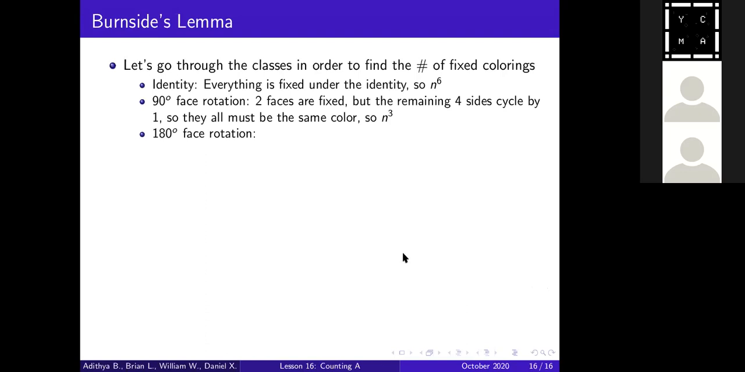So now our next case is a 180 degree face rotation. Again, our 2 faces at the ends will not move, they're fixed. But instead of having a big 4 cycle around the middle, the 2 opposite faces will swap. So the 2 opposite faces still have to be the same color, but they can be different colors from each other. So now we have 4 choices here. So what this means is there are n to the 4 possibilities in this case.